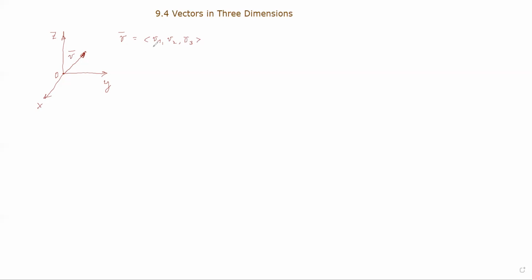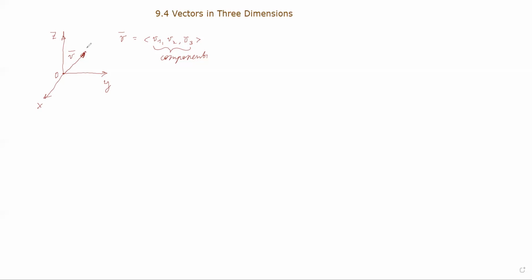So we call V1, V2, and V3 the components, and they are basically the coordinates of the endpoint of the vector. What we have over here is called the position vector. A position vector is a vector which starts at the origin. Is it necessary for vectors to start at the origin? No. Remember that vectors with the same magnitude and same direction are equal, and if you take this vector, pick it up and move it anywhere in space, it's still going to be the same vector.